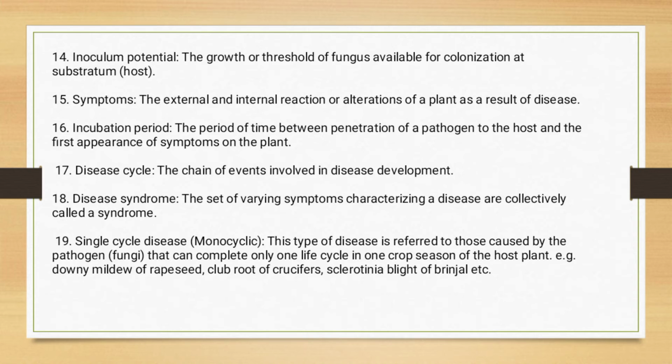Single cycle disease, that is called monocyclic also. This type of disease refers to those caused by a pathogen that can complete only one life cycle in one crop season of the host plant. Examples are downy mildew of rapeseed, clubroot of cruciferous crops, and sclerotial blight of brinjal.